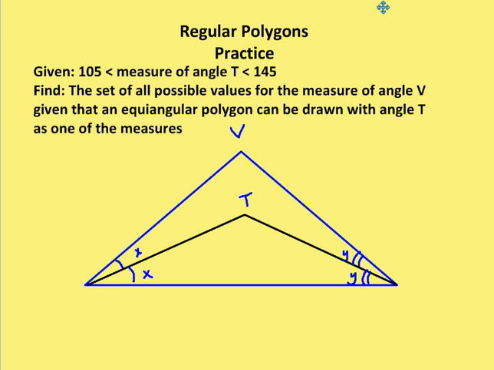Again, we're given that the measure of angle T is between 105 and 145 degrees. We need to find the set of all possible values for the measure of angle V, given that angle T can be an angle that's part of a regular polygon. All right, so let's figure this out step by step. We've got a lot of steps to take.